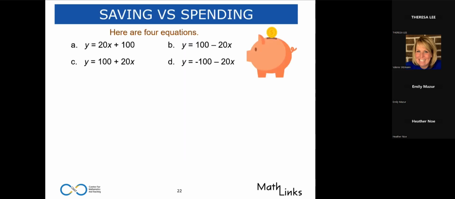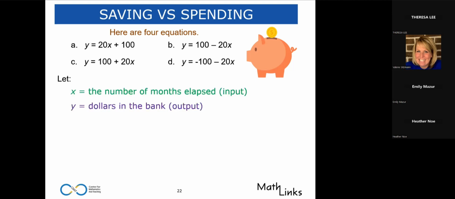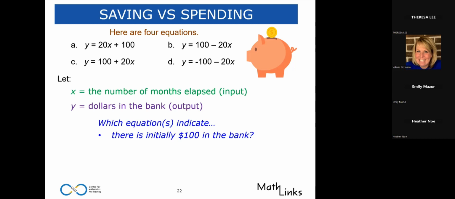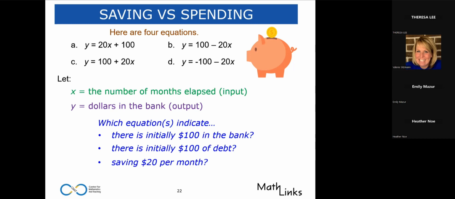Again, let's look at the saving versus spending problem through some of the slide decks. First, we identify the variables. Then we ask students to interpret the meaning of the coefficient and the constants in 4 different equations. So one of the equations has an initial amount of $100 in the bank. One of them indicates $100 of debt, one shows savings, and one shows spending.